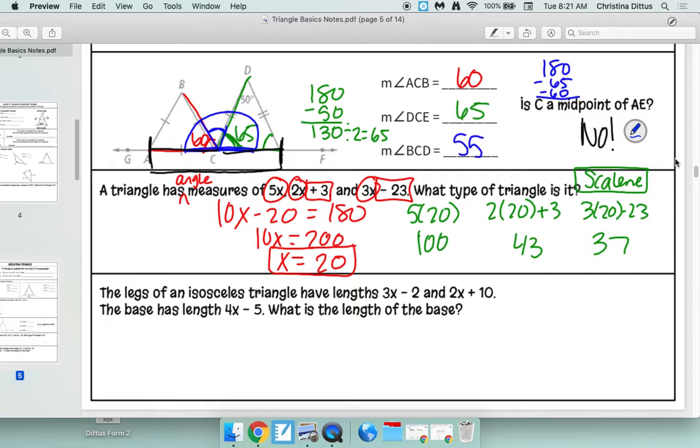Alright, last one. Legs of an isosceles. Look, a penny, its heads up. That means you'll have luck all day.